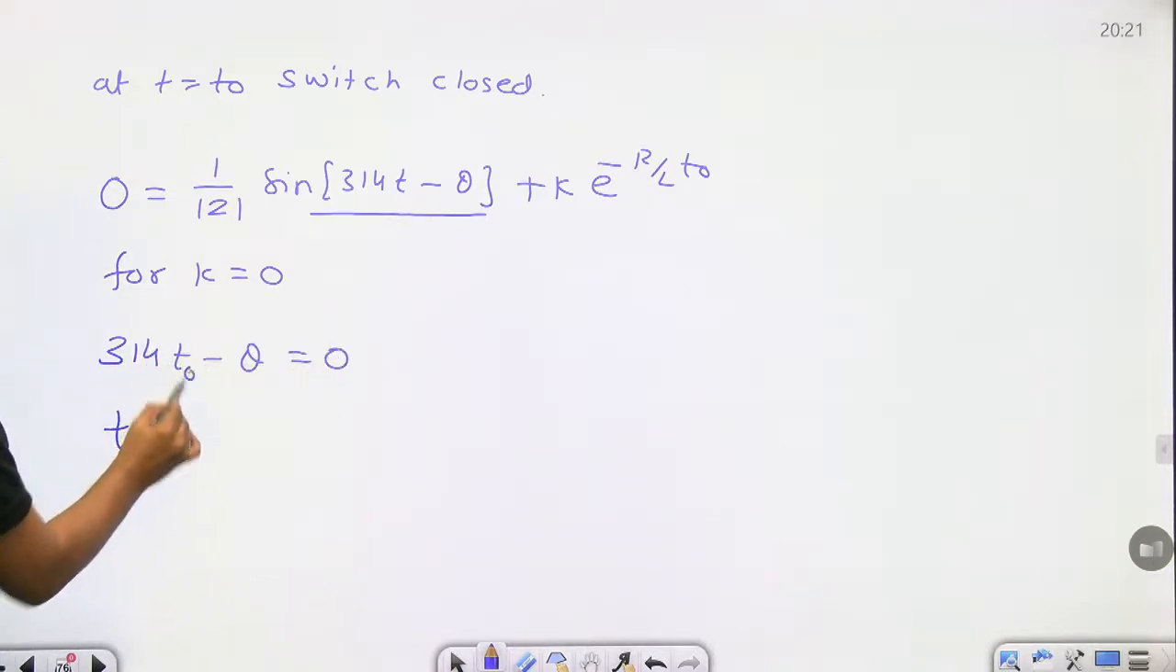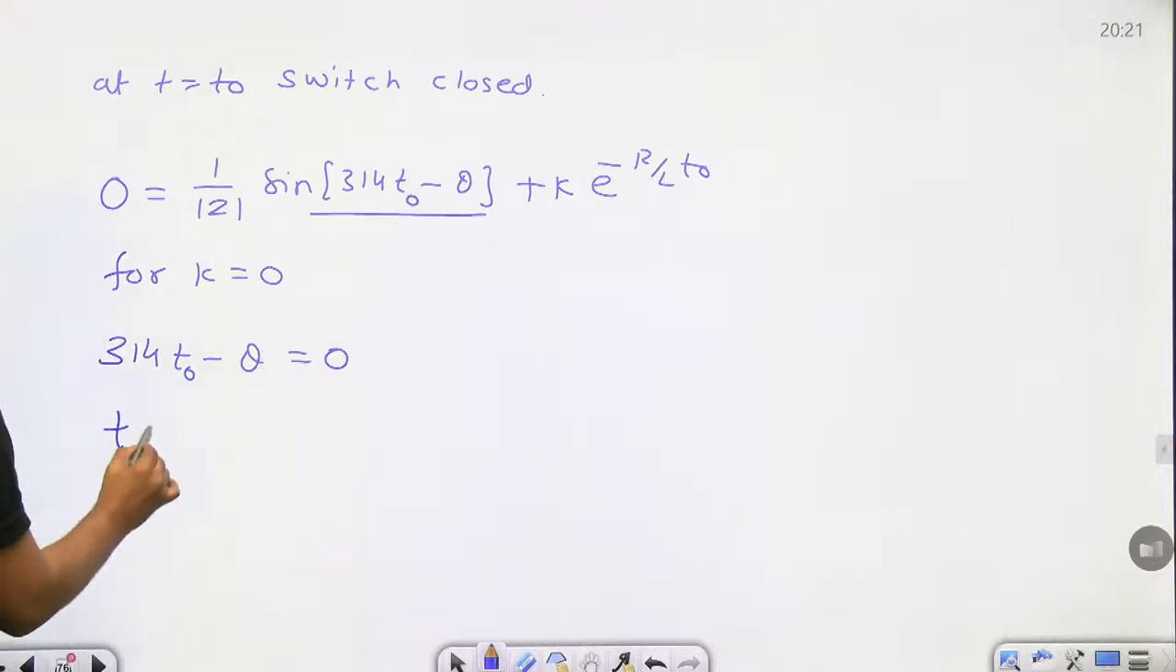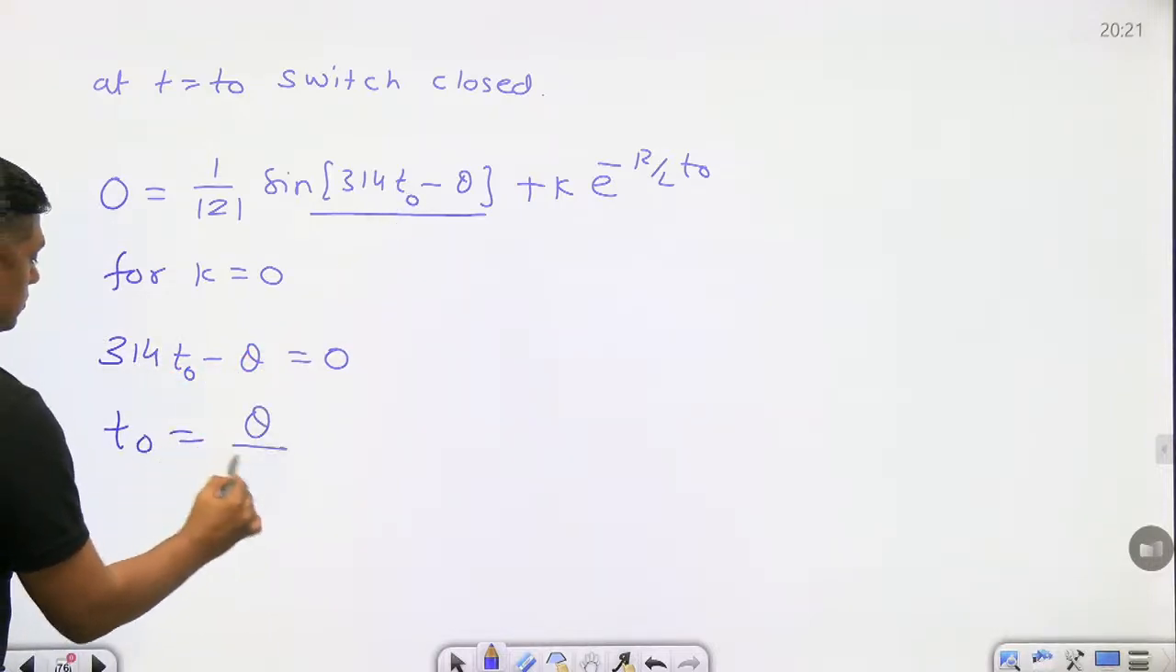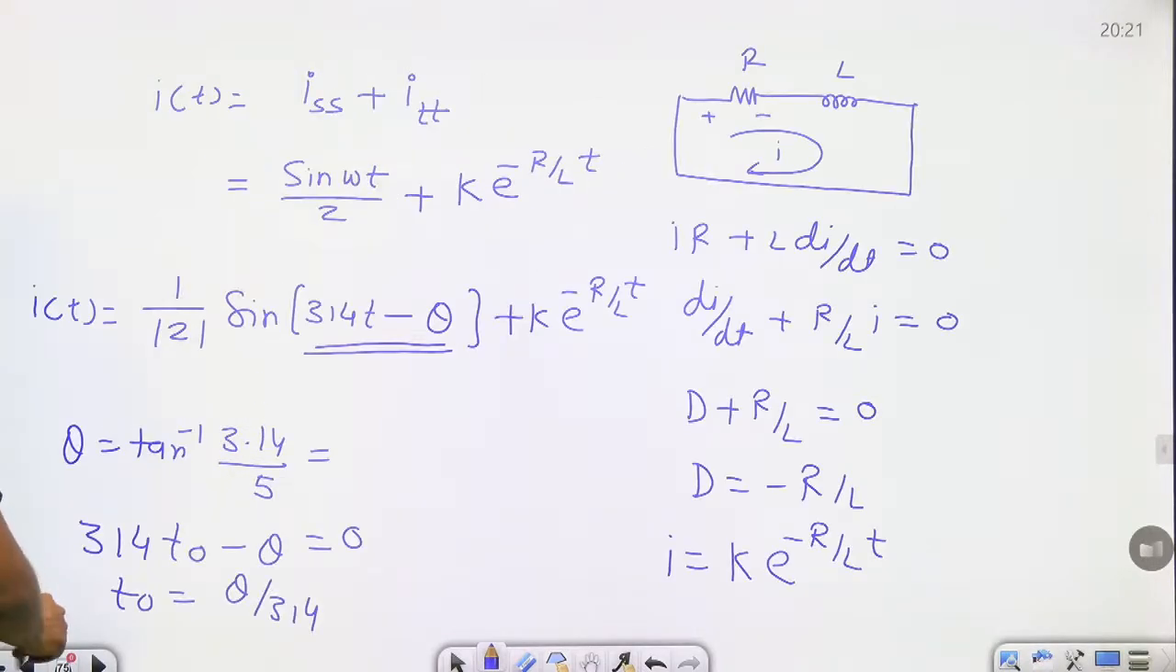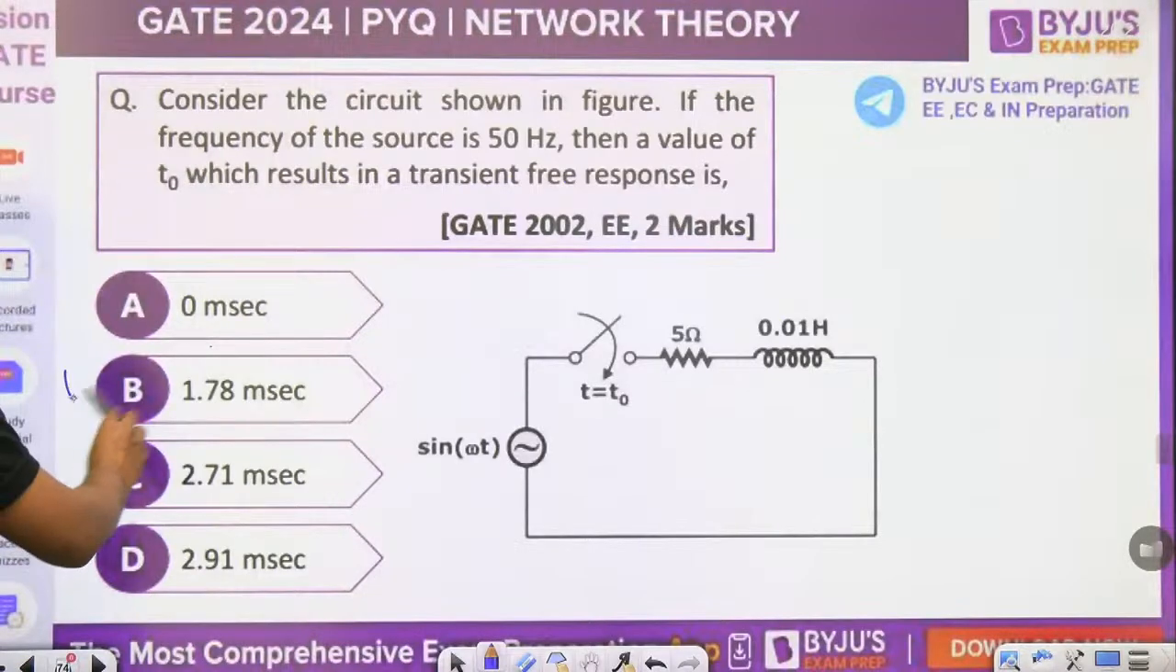And therefore, theta should be in radian, and then you will get 1.78 millisecond.